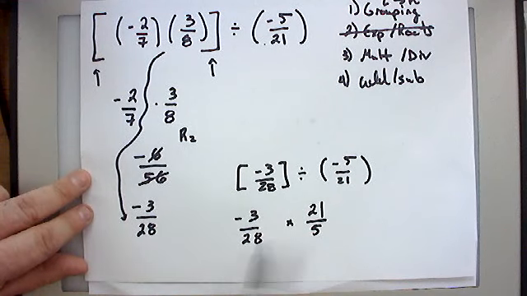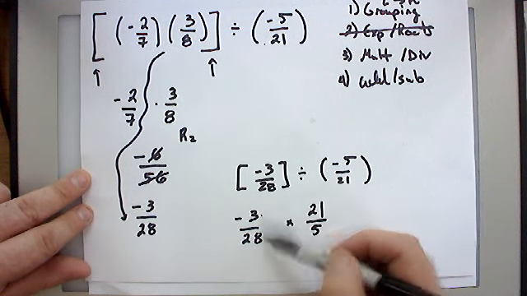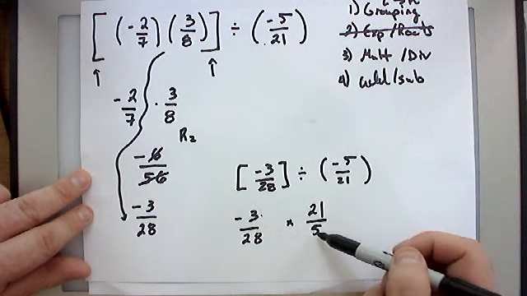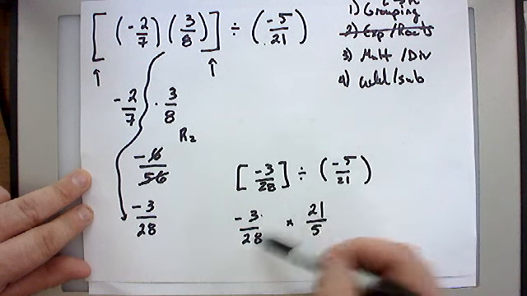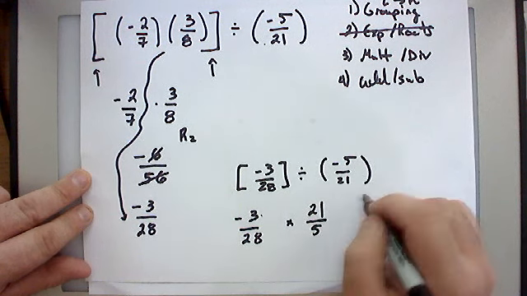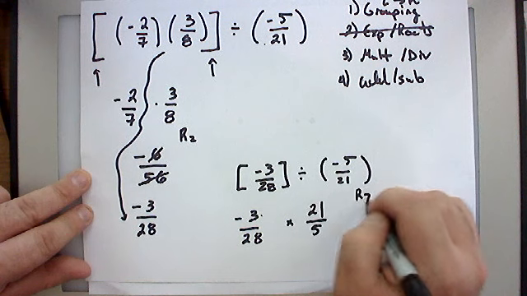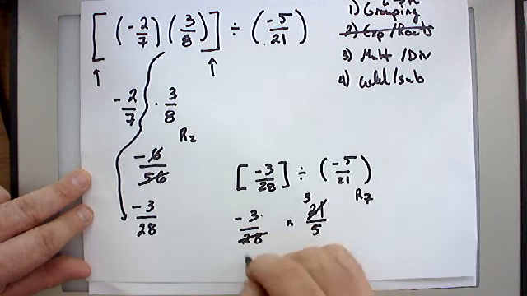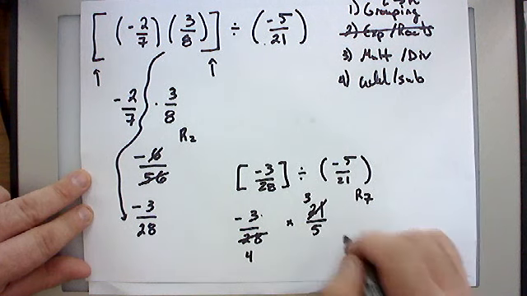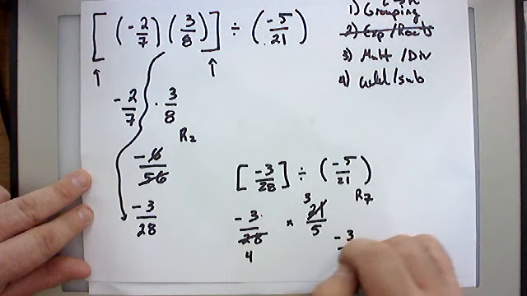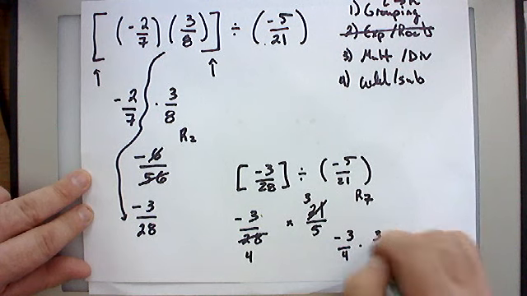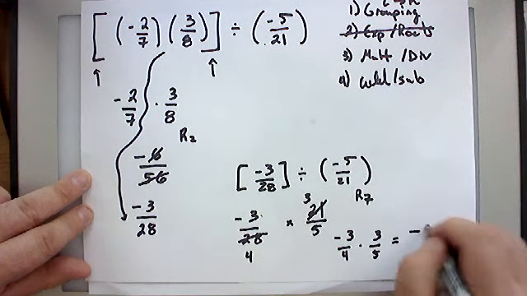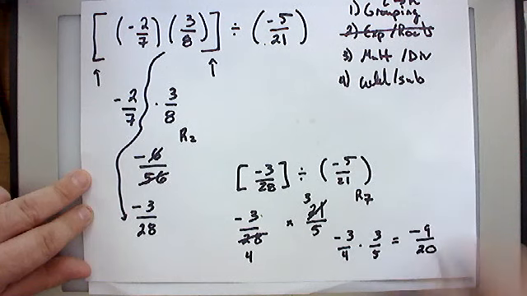This could be some kind of big numbers, right? 5 times 28 is a big number. So let's try to do some reduction. 3 and 28 doesn't reduce. 3 and 5 doesn't reduce. But 21 and 28, something goes into both of those, and it would be 7. 7 goes into 21 3 times. 7 goes into 28 4 times. So what we have now is -3 over 4 times 3 over 5. Nothing big there to reduce, so we just multiply and we get -9 over 20.